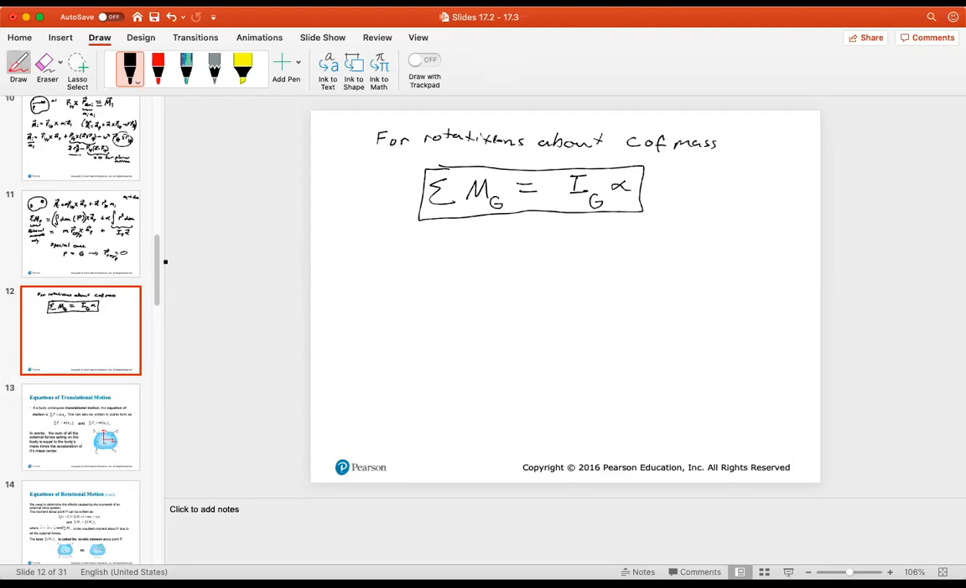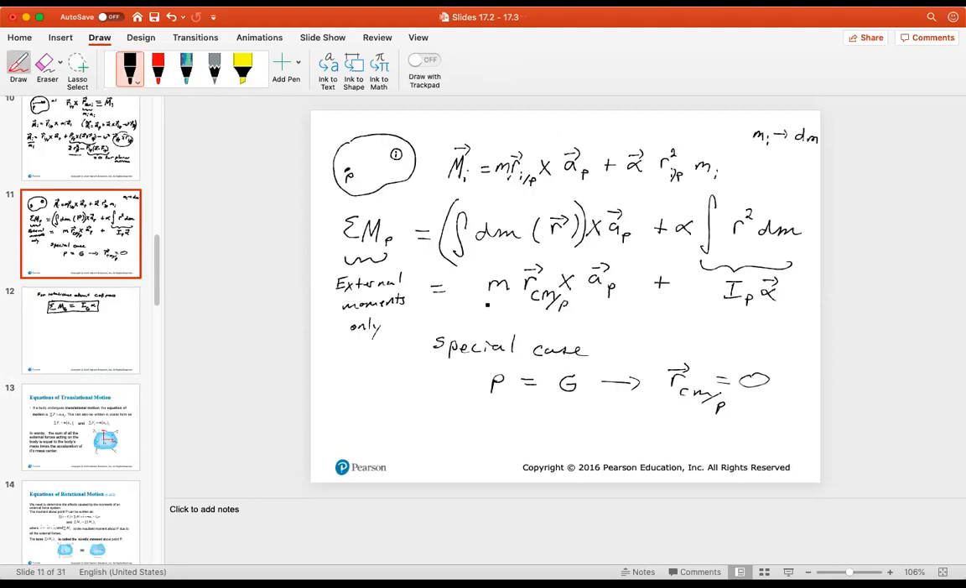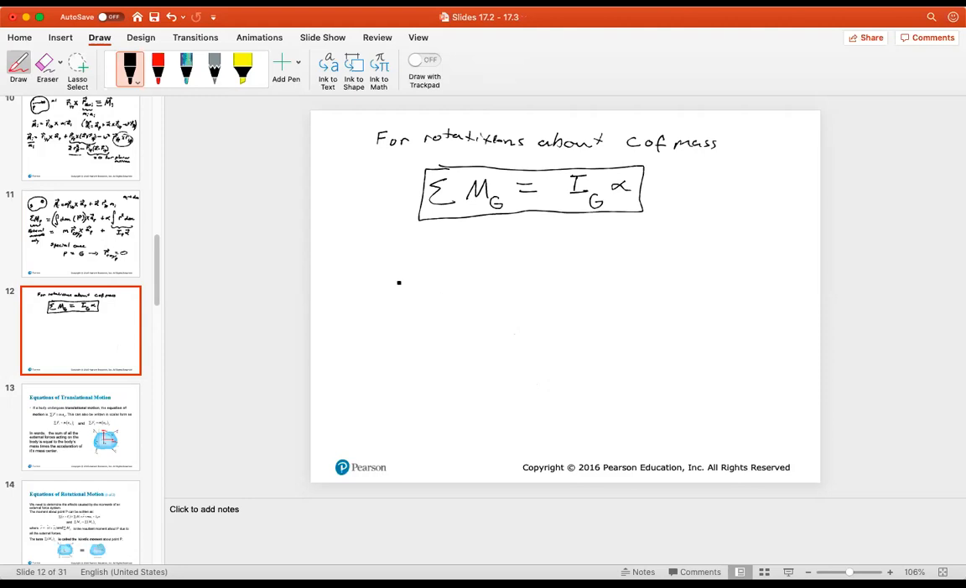Now let's go back to our previous formula. Previously, we kind of had the more general formula, which I wrote over here, so I'll rewrite it, which said that the sum of the moments about point P equaled R, center of mass relative to P, cross acceleration. Okay, so that was our more general equation.